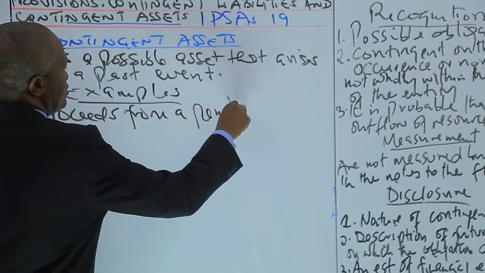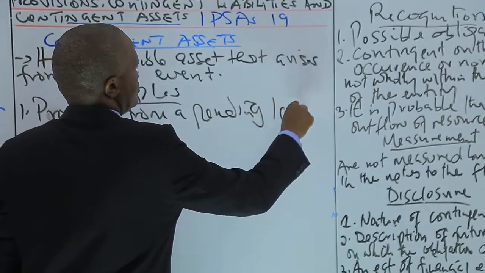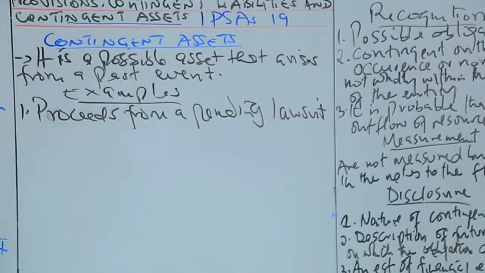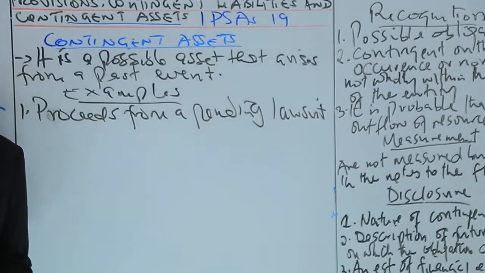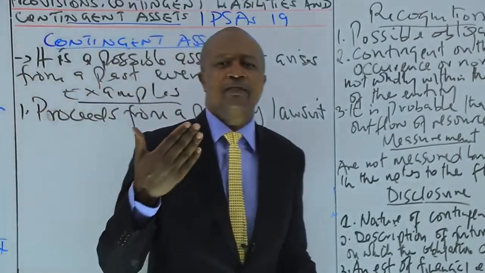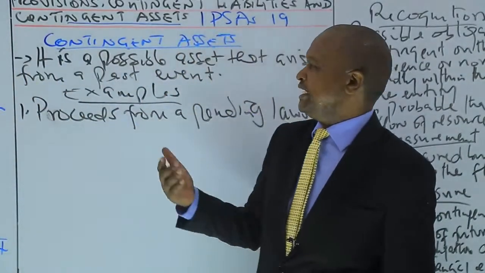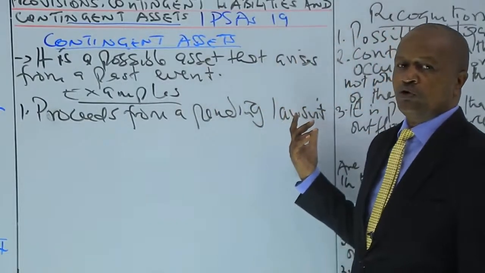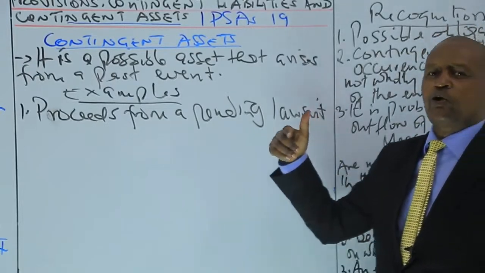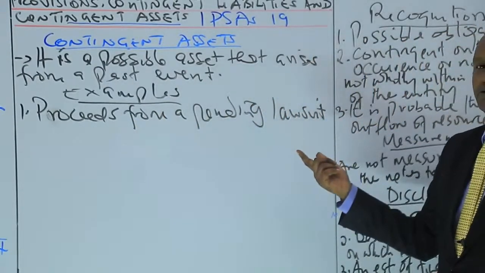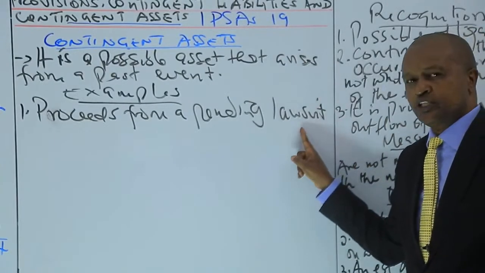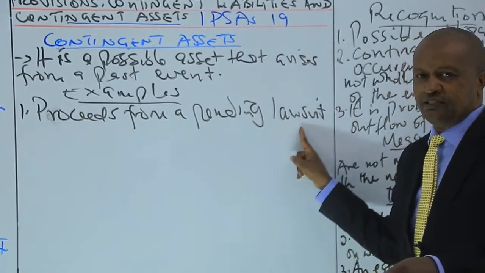A pending lawsuit, litigation. Proceeds from a pending lawsuit. Now, a company may be involved in a lawsuit against a competitor. That's an example. A company is involved, for example, in a lawsuit against a competitor.